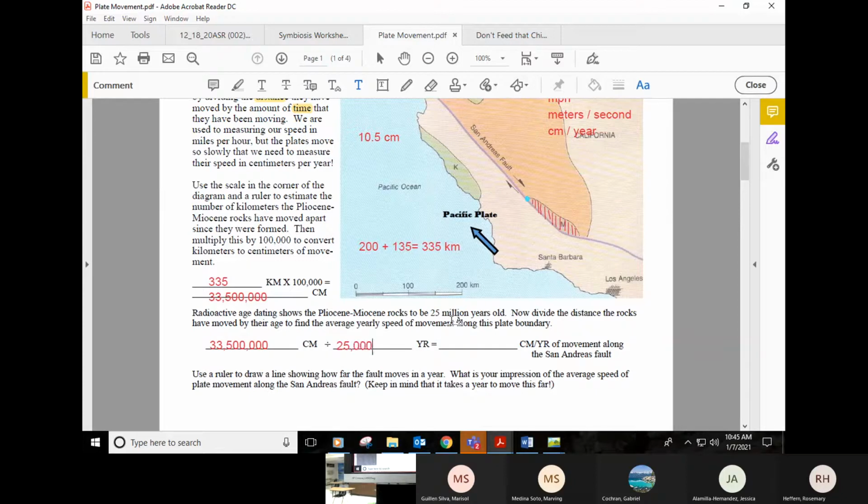So that's going to be 6 zeros like that. Now this one I'm not going to do for you. You need to do this in your own calculator. 33,500,000. Pop that in your calculator, divide by 25 million, and put your answer in here.